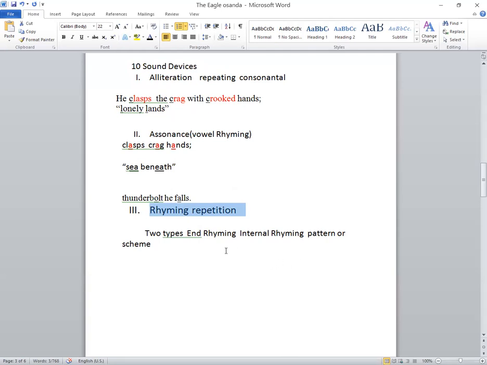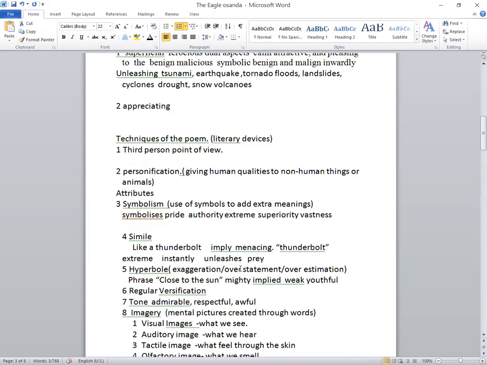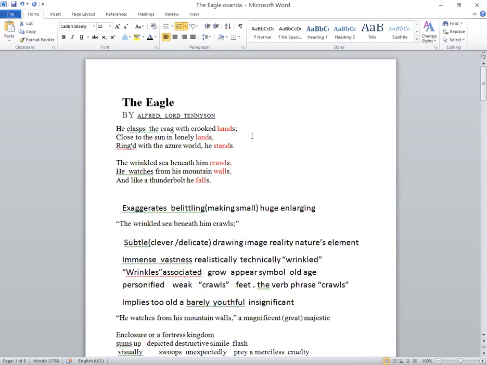Now, end rhyming and internal rhyming, two types of rhyming. And these rhymings are arranged in a pattern or methodical order. There is an order. Now, let's go to the poem to find out this order. Here, hands. We find out or name the order by letters. We put a letter. We'll put letter A. Simple A. Right? Now hands A. What about lands?